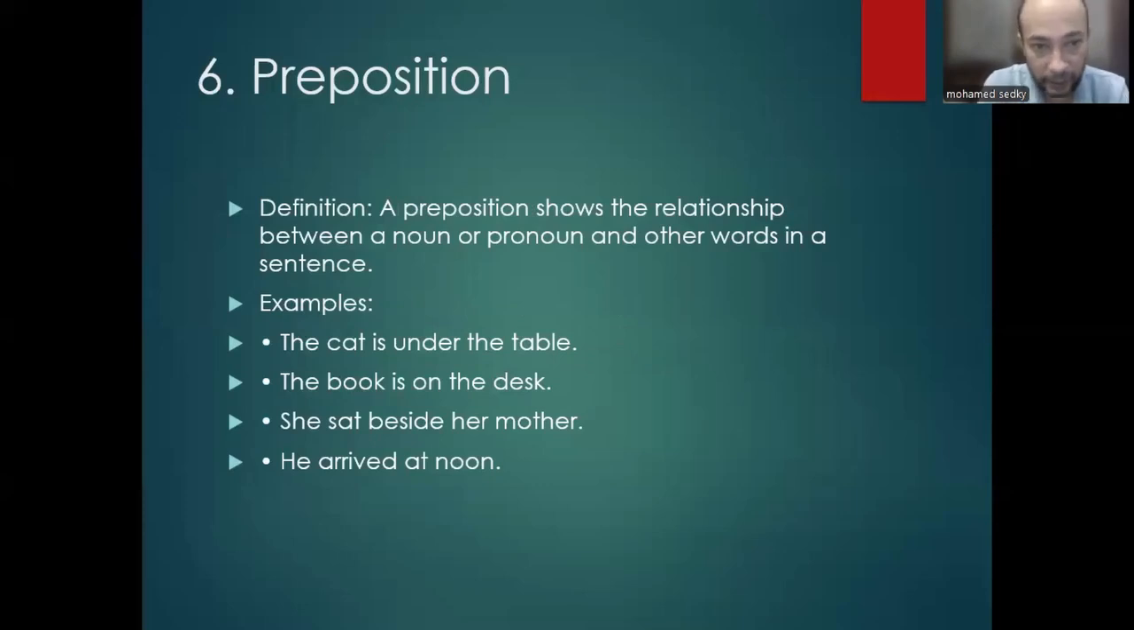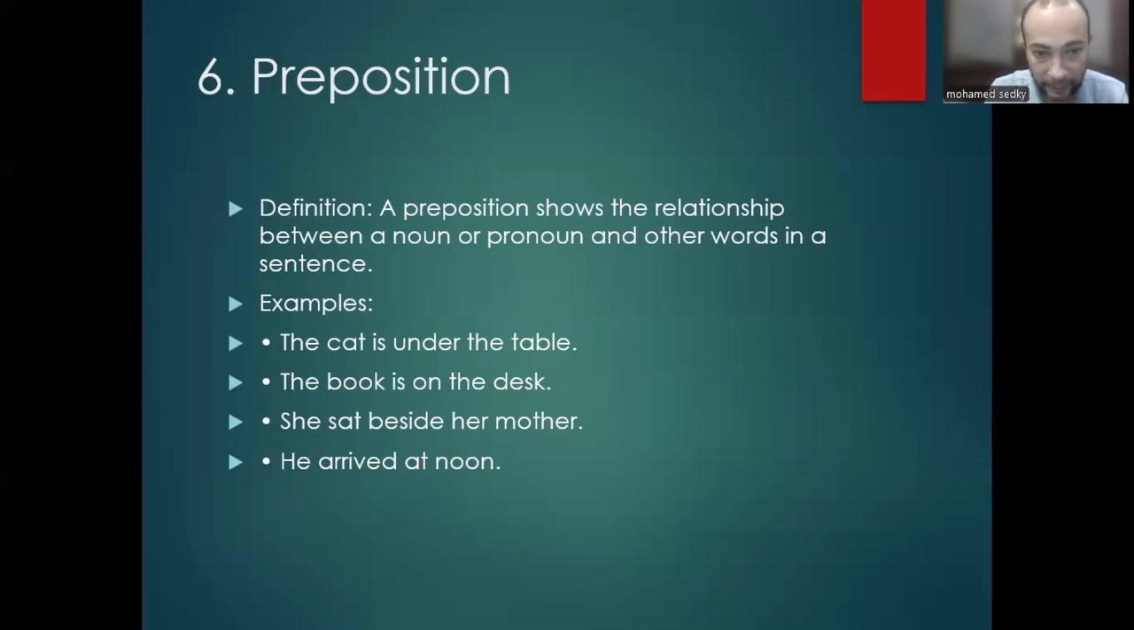Moving to number 6, which is the prepositions. A preposition simply shows the relationship between a noun and other words in a sentence. So it refers to the relationship between the noun or a pronoun in a sentence and other words in the sentence. It's a kind of linking word. So let's go through the examples.